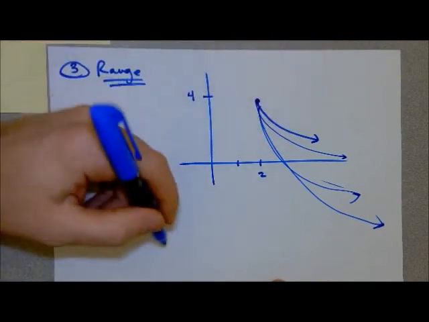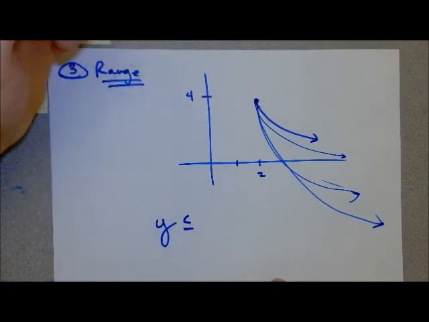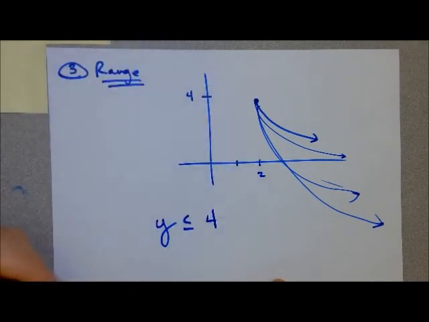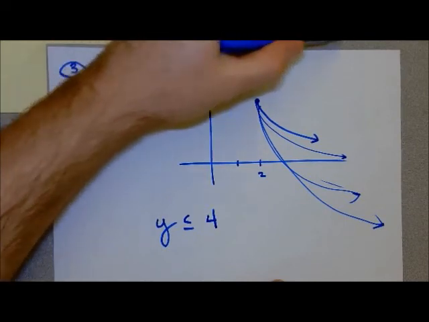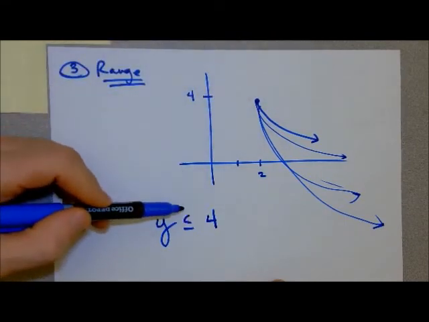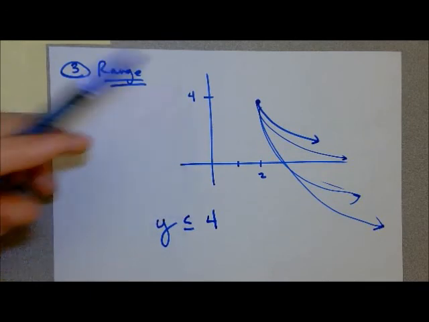So the range is y, because we're talking about y values for the range, is less than or equal to 4. The less than is important because it is going down. If it had been going up and over and it kept going up, you would have switched this to greater than. But for this problem, you would say y is less than or equal to 4.